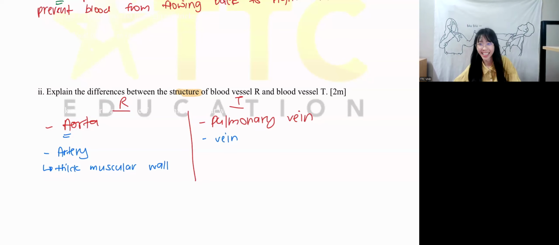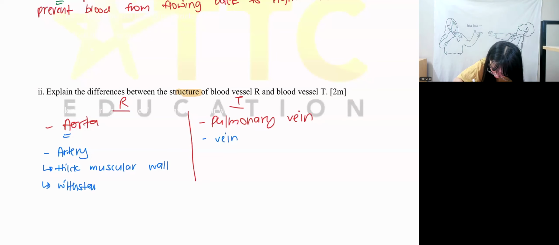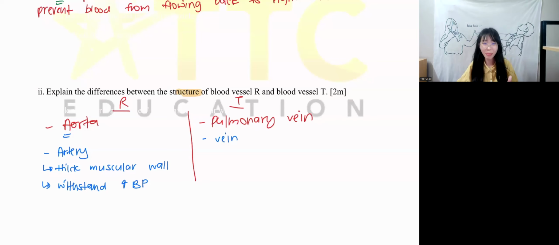Okay? Next, they want to withstand higher blood pressure. Very good. They want to withstand high blood pressure to prevent them from bursting. Correct? Okay. Next, we talk about vein. Veins have a thin wall. Why do they have a thin wall? Because they don't need to withstand high blood pressure. It's just a normal blood pressure, yeah?